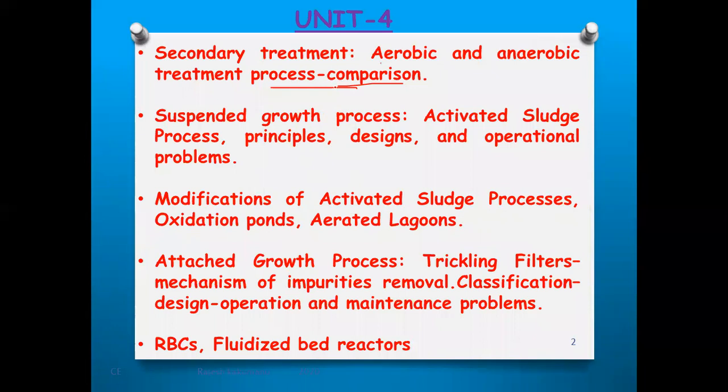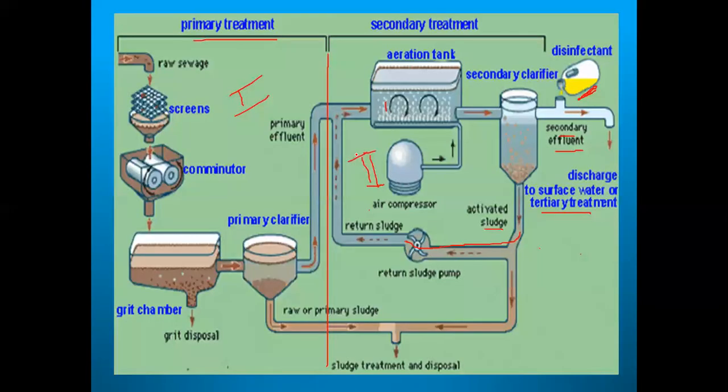We will see what is the major comparison between the aerobic and anaerobic process in the secondary treatment process. Later we discuss the suspended growth process, the conventional activated sludge process, and its design, principle and operational problems. Later, some modifications in the activated sludge process and the types of oxidation ponds and aerated lagoons, right? Okay. So this is a picture which will be with you till the end of this unit.